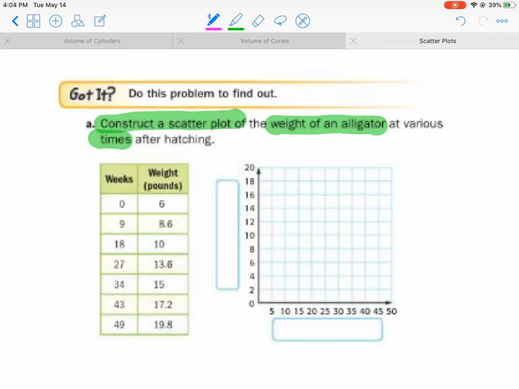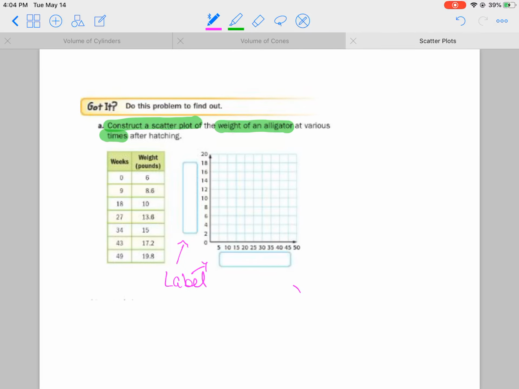So you want to set it up. You want to make sure you label. Those are your labels. Okay, look at your data. Set up an x and y and then plot your points, and you will have a scatter plot. Show your teacher.